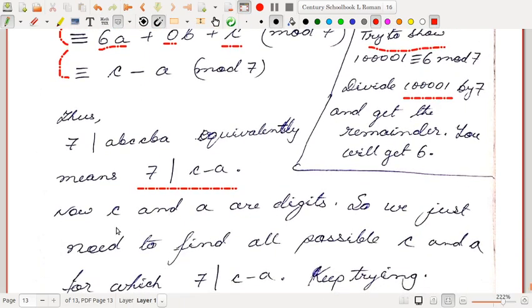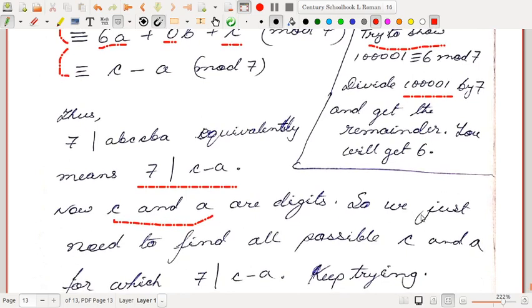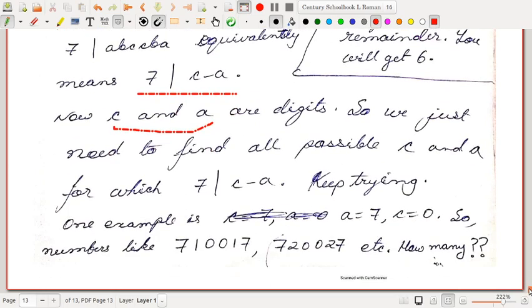Now C and A are digits, so there are very few options for C and A. They can be 0, 1, 2, up to 9. A cannot be 0 because A is the first digit. We are considering 6 digit numbers, so A is non-zero. We just need to find all possible C and A for which 7 divides C minus A. That is what you should keep trying this week. We will discuss this next Saturday, so till then keep on trying.